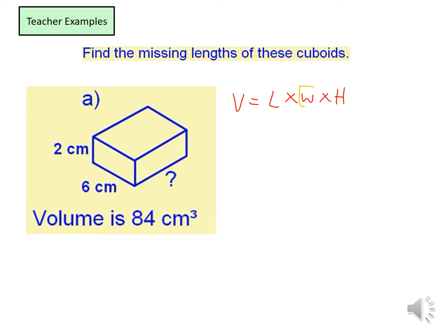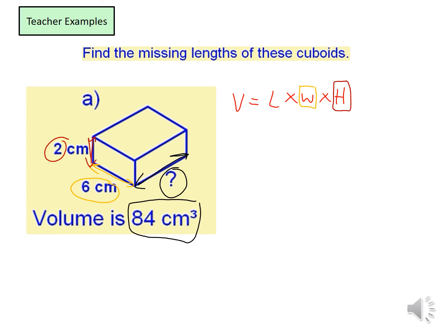So let's go with our width. Our width is how wide the object is, which is here. That is 6 centimeters. Our height of the object, given here, is how tall the object is. That is 2 centimeters. And our length over here is unknown. It's how long the object is. We're trying to calculate how long the object is. We've also been given a volume of 84 centimeters cubed.